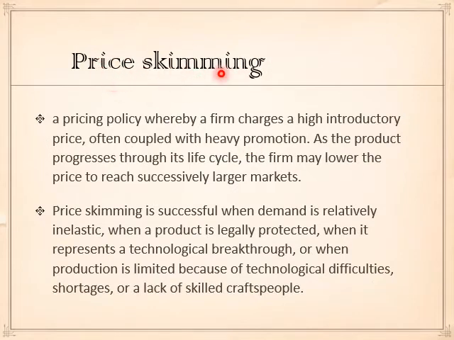Okay, a skimming price or price skimming is a pricing policy whereby the firm charges a high introductory price, which will often be coupled with heavy promotion. As the product progresses through the product life cycle, the firm may lower the price to reach successively larger markets. Basically, price skimming means that at the introduction stage, you set the price at its highest possible, or a high price at the introduction stage.